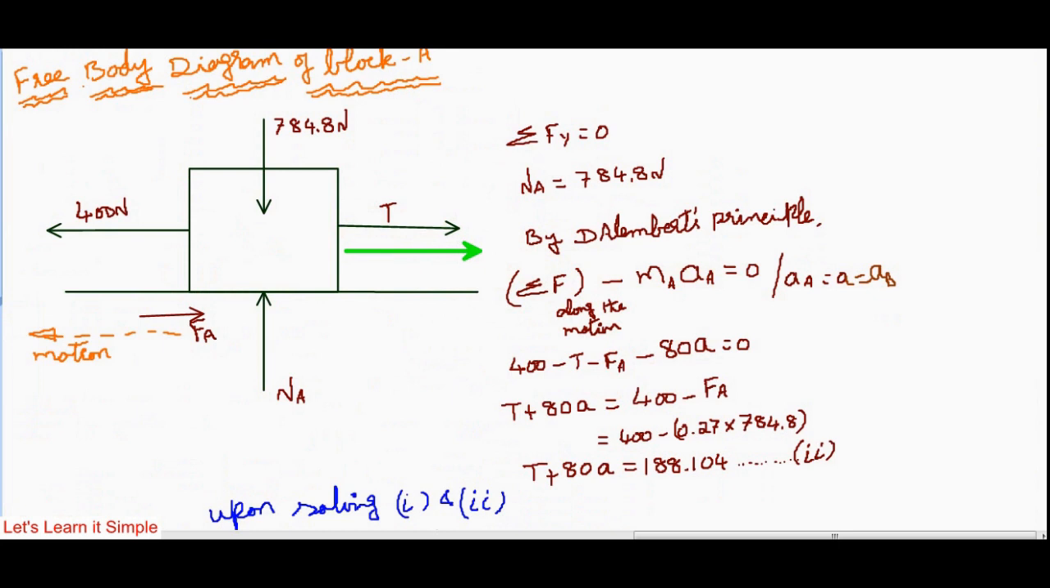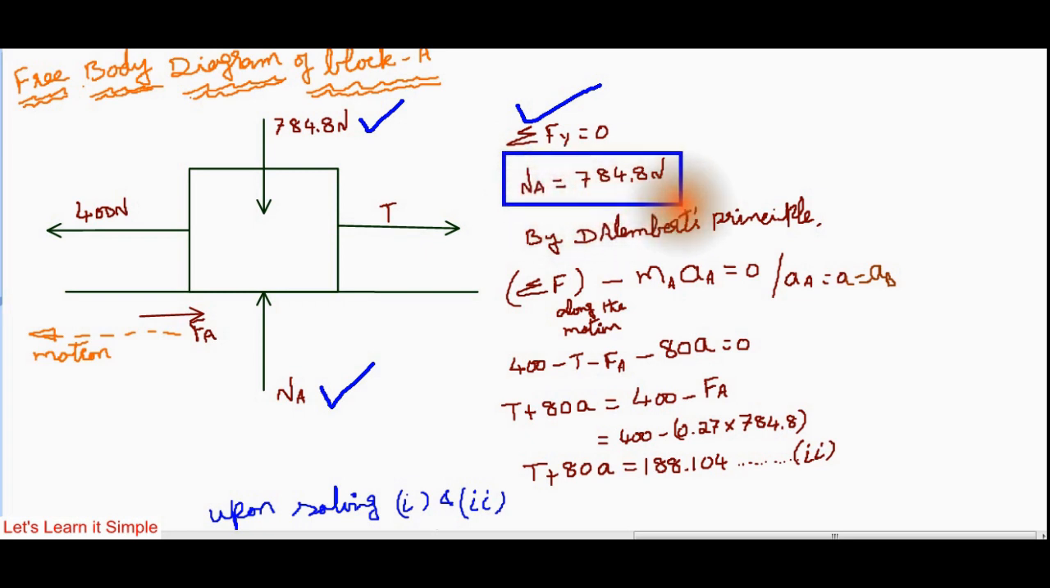Now after drawing the free body diagram, first apply the condition sigma Fy equal to 0. There are two forces, 784.8 acting downwards, which is opposed by Na, which is acting up. So upon simplification, Na equal to 784.8 Newton. Next we need to apply D'Alembert's principle, which says that summation of the force along the direction of motion minus Ma equal to 0.